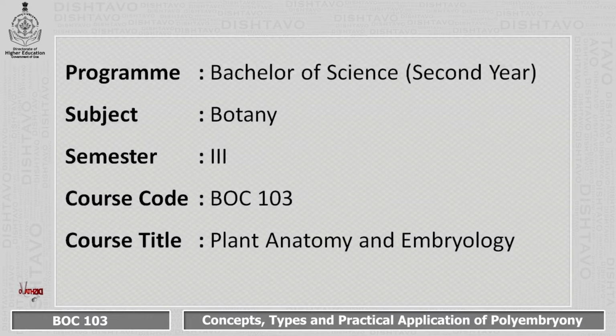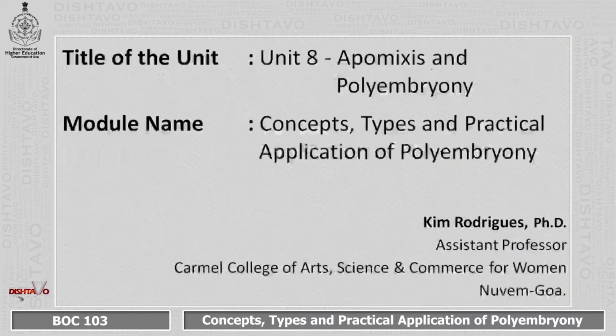Today I will be teaching concepts, types and practical application of polyembryony for second year BSc Botany Semester 3 students. Course code BOC 103, course title Plant Anatomy and Embryology. Title of the unit, Unit 8, Apomixis and Polyembryony. Module name, Concepts, Types and Practical Application of Polyembryony.